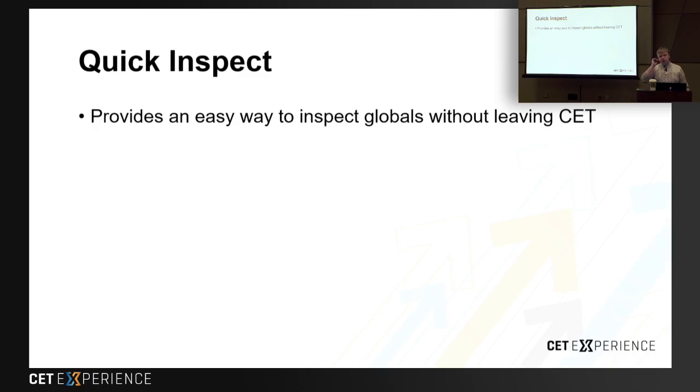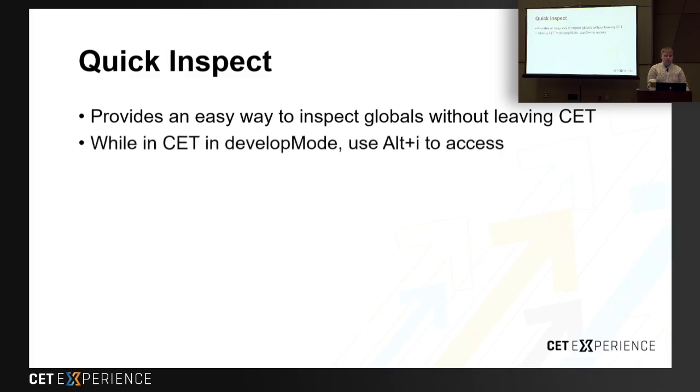This provides an easy way to inspect globals without leaving CET. I say globals loosely because you certainly can use it to inspect globals, but you can also use it to inspect any expression that you have access to globally. So you can drill into main space dot snappers dot first dot whatever, or you can actually wrap a more complicated expression where you iterate over a list and inspect the first thing that matches some criteria. So it's pretty dynamic the way you can work with it.